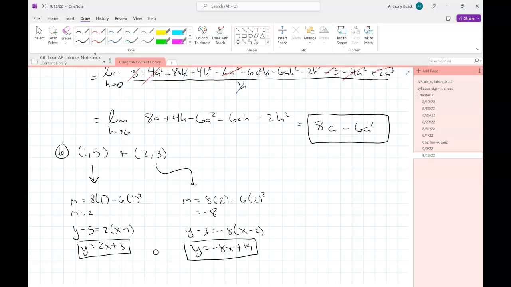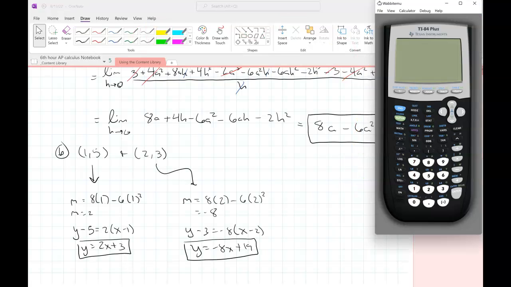And then part B says graph the curve and both tangents on a common screen. Okay. If we must. 3 plus 4x squared minus 2x cubed. And then this one will do 2x plus 3.